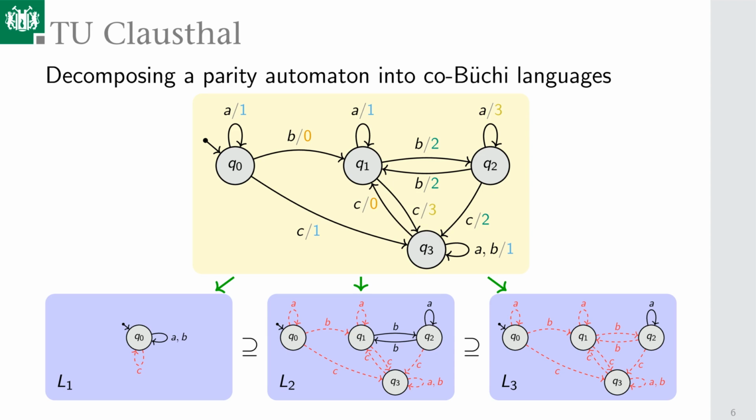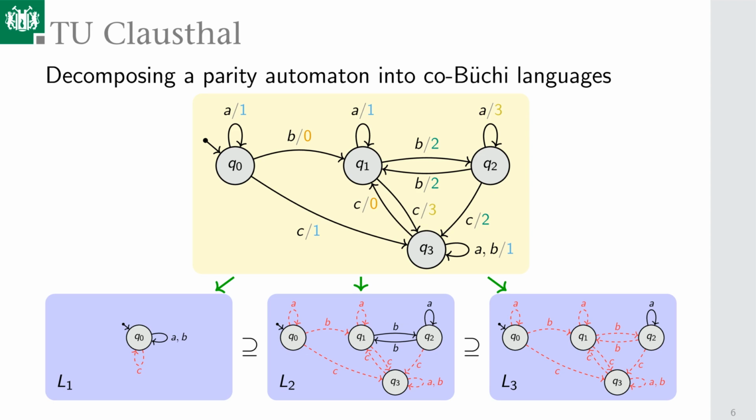And since now the automata for the languages L1, L2, and L3 are all canonical, we could consider the chain of automata for L1, L2, and L3 to be a canonical representation of the language of the parity automaton. Well, not quite, as there's still a problem. The individual automata are canonical for the languages L1 to L3, but the decomposition of the original language into these co-Büchi languages is not unique.